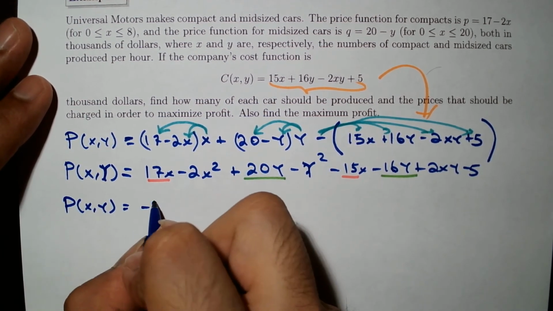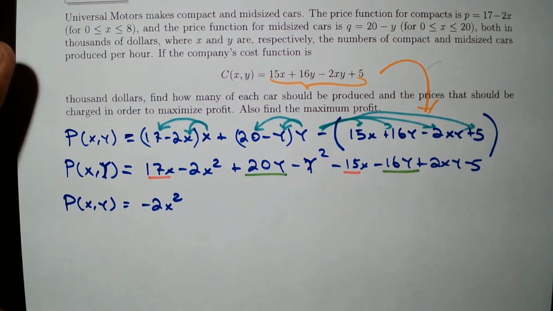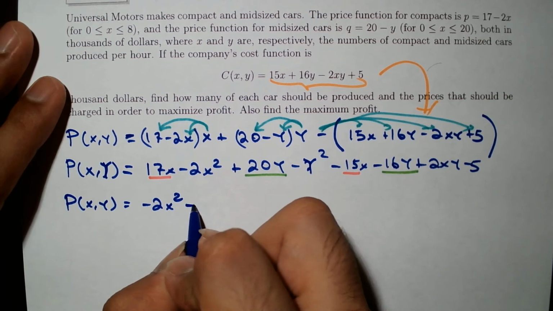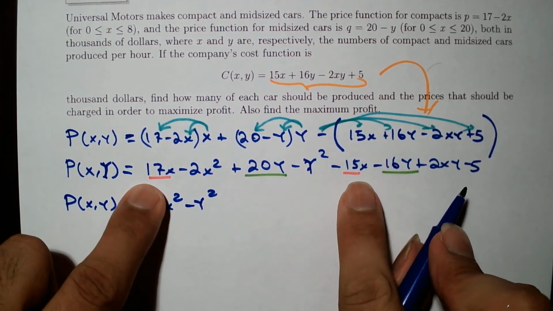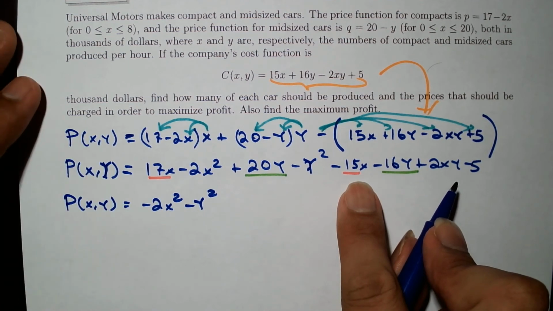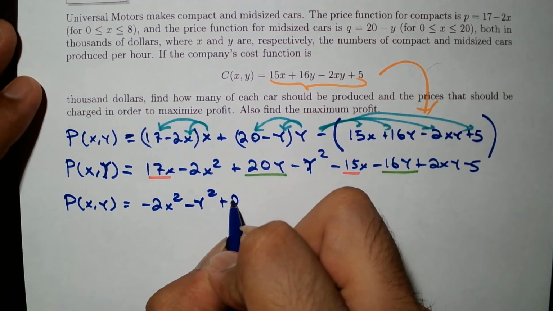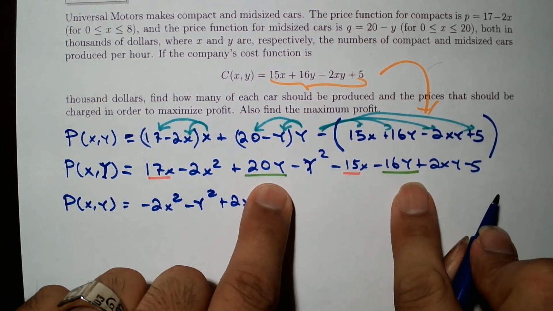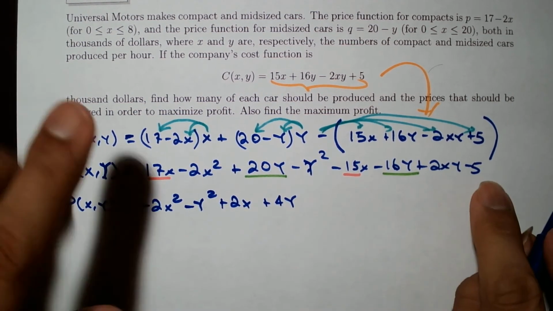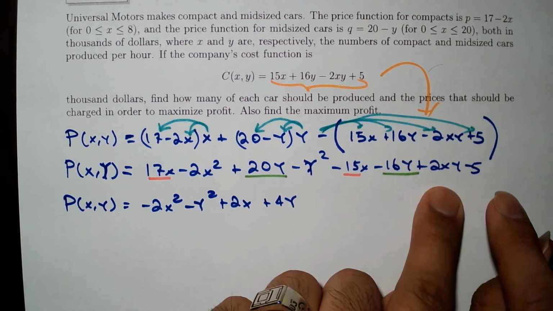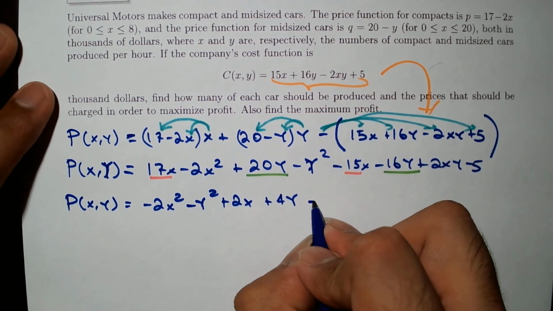So negative 2x squared. I'm going to write them in descending order of powers in alphabetic order. Minus y squared. And then 17x minus 15x, that's going to give us 2x. 20y minus 16y, that's going to give us 4y. And then 2xy and minus 5.